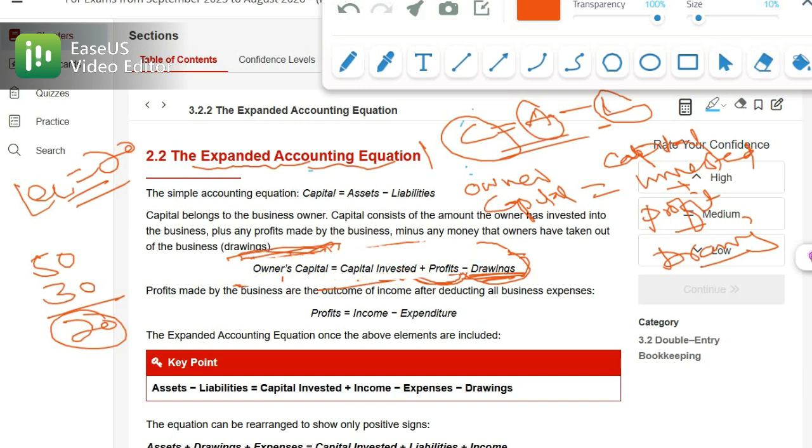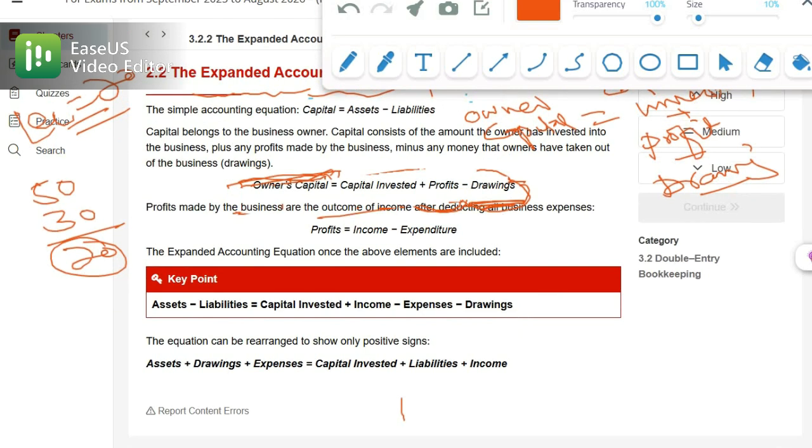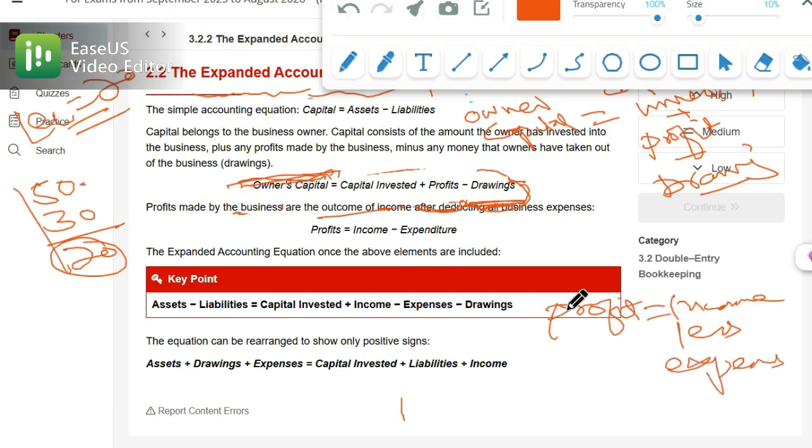Let me explain more about profit. Profit itself is another equation: profit is equal to income less expenses. Here this is your income and this is your expenses, and you will have a profit of 20. So the expanded equation, when we combine all these elements, becomes like this.